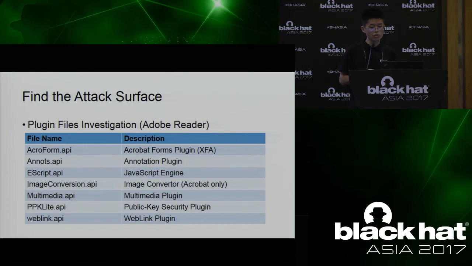And this table shows the functionality of some of the plugin files in Adobe Acrobat and Reader's installation directory, including the Forms plugin, Annotation plugin, JavaScript plugin, image conversion plugin, and so on. It should be noted that the image conversion plugin is only available for Acrobat Pro DC. The standard Acrobat Reader DC does not have this file.